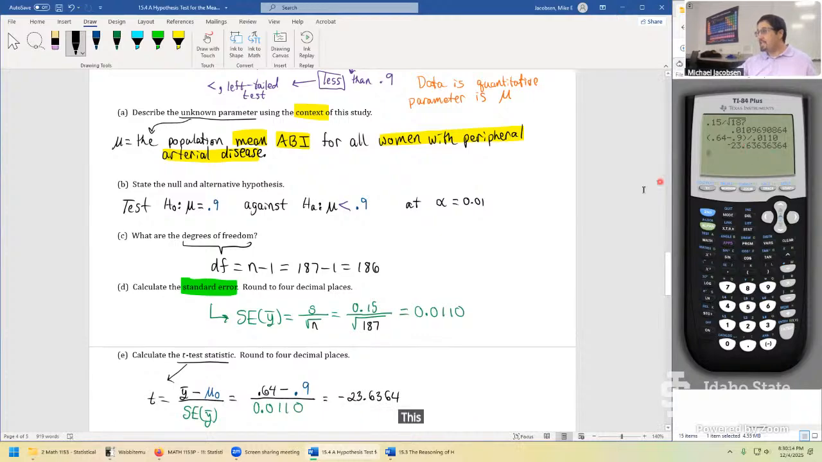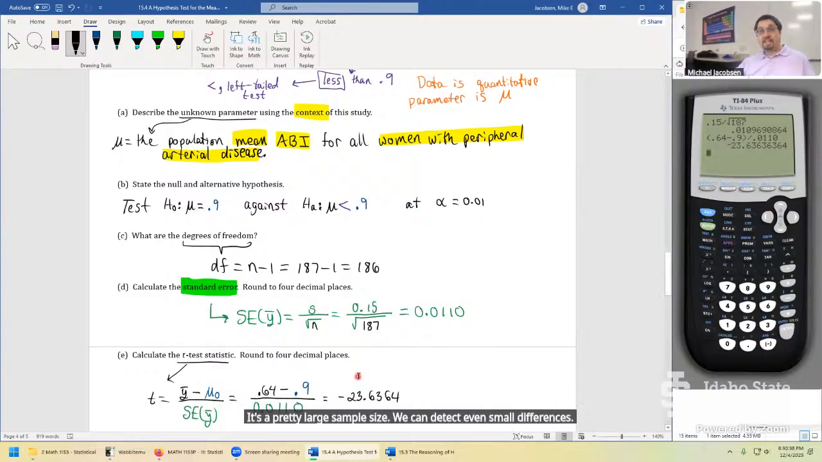This tells us once we got that sample mean of 0.64 and compared against the null hypothesis, it's outlandishly false. The reason this is so big is because it's false, but also our sample is pretty large as well. 187 for quantitative data is a pretty large sample size. We can detect even small differences. So 23 standard deviations tells us that it looks like for this population, women with peripheral arterial disease, on average, almost guaranteed, they're in the unhealthy range. We are almost certainly rejecting the null hypothesis.